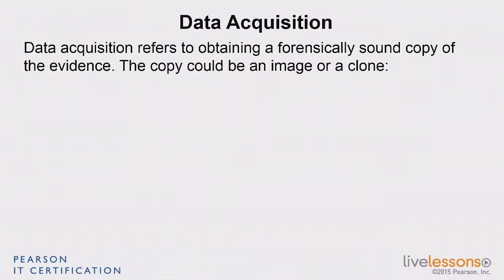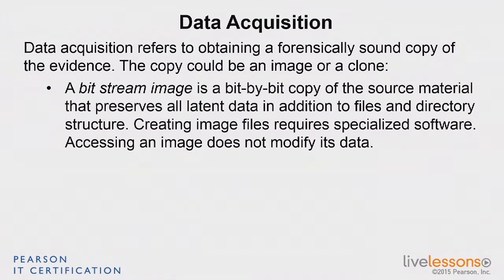So data acquisition refers to obtaining a forensically sound copy of the evidence. Now, this copy could be an image or it could be a clone. This is our first phase of the investigation. We've collected evidence, and now we want to make a forensically sound copy of the evidence. A bitstream image is a bit-by-bit copy of the source material that preserves all the latent data in addition to the files and directory structure. Creating an image file requires specialized software. Accessing an image does not modify its data. So I want to emphasize that. So during the analysis process, all of the data remains intact.